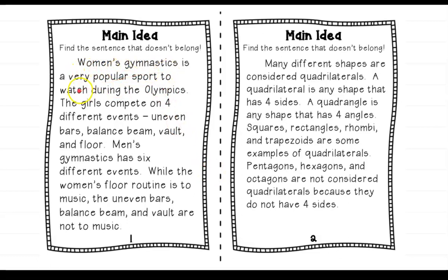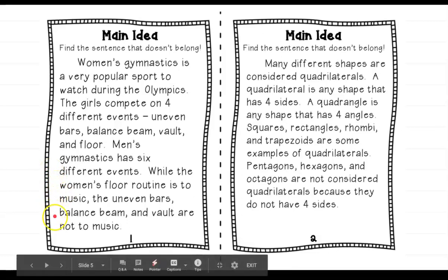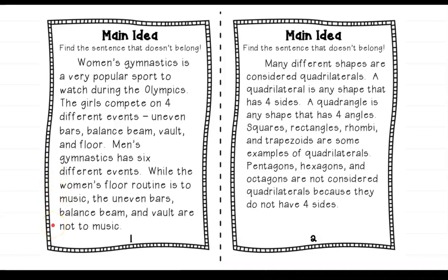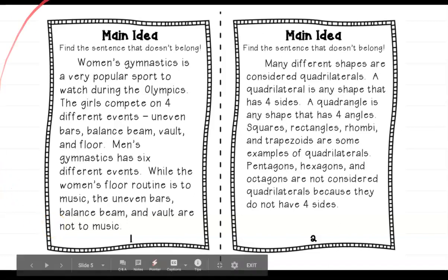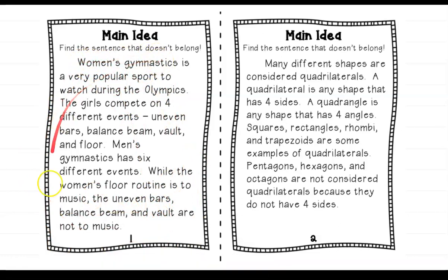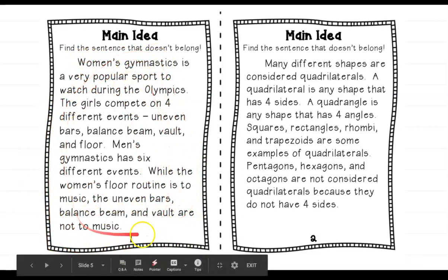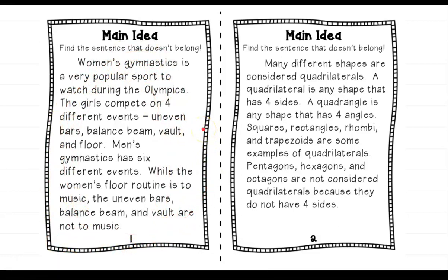Women's gymnastics is a very popular sport to watch during the Olympics. The girls compete on 4 different events: uneven bars, balance beam, vault, and floor. Men's gymnastics has 6 different events. While the women's floor routine is to music, the uneven bars, balance beam, and vault are not to music. So that was pretty fast, but the general gist, the main thing that I took from that was about women's gymnastics. So I'm going to find something in here that doesn't tell me about women's gymnastics.